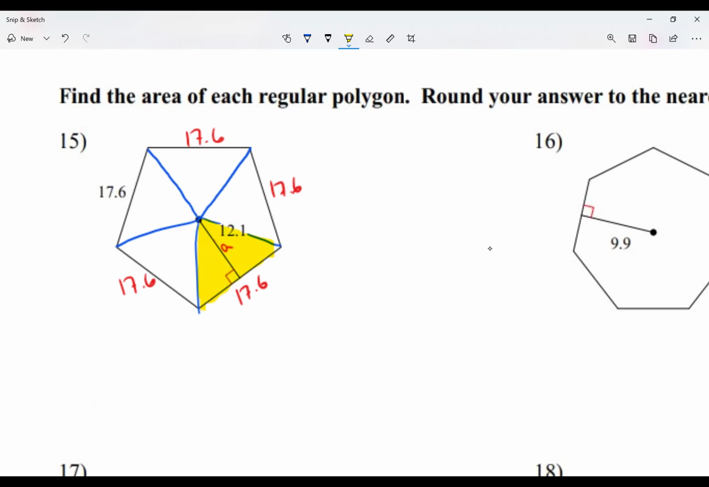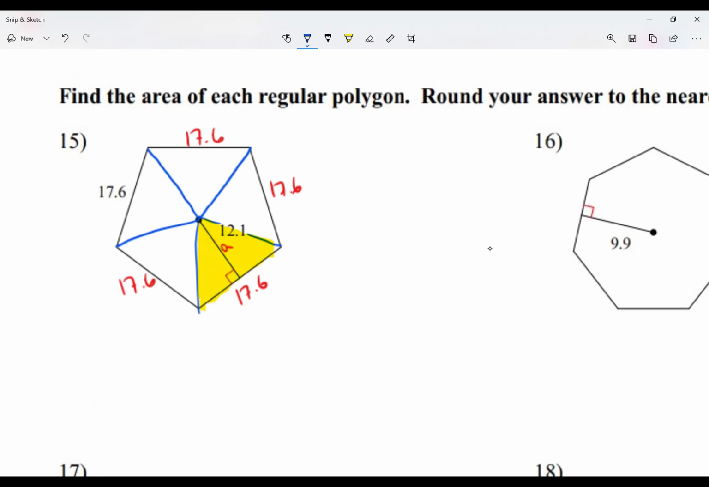Interesting is that because my polygon had 5 sides to begin with, if you count the triangles, there are 5 of them. Now, if my polygon had 10 sides to begin with, guess what? 10 triangles. Okay, so I broke it into triangles. Why did I break it into triangles? Because I know how to get the area of a triangle.